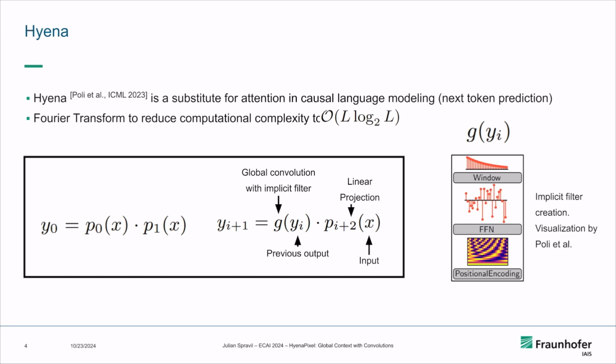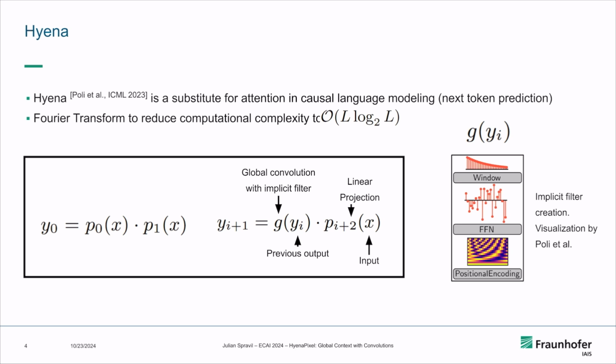We start with the first element in the recursion, y0. Here we element-wise multiply the two projections of the input sequence x, and we use that in the recursion on the right side. Here we first apply the function g to the previous output and element-wise multiply that with the next projection. And we can repeat that multiple times.